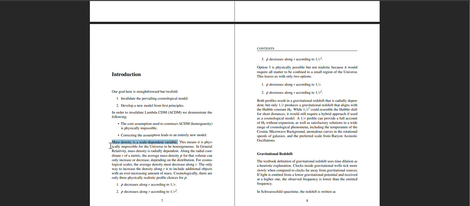This phrase, this sentence, probably appears 100 times in my book. This is the most important thing. It is a scale-dependent variable, which means it depends on the size of the volume. So if you choose an enormous volume, you're going to have a very low density. If you choose a small volume, you're going to have a high density. That is always true in this universe.